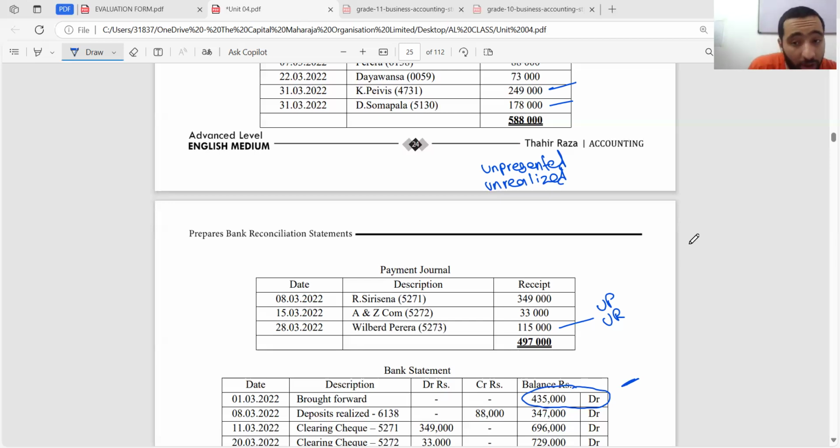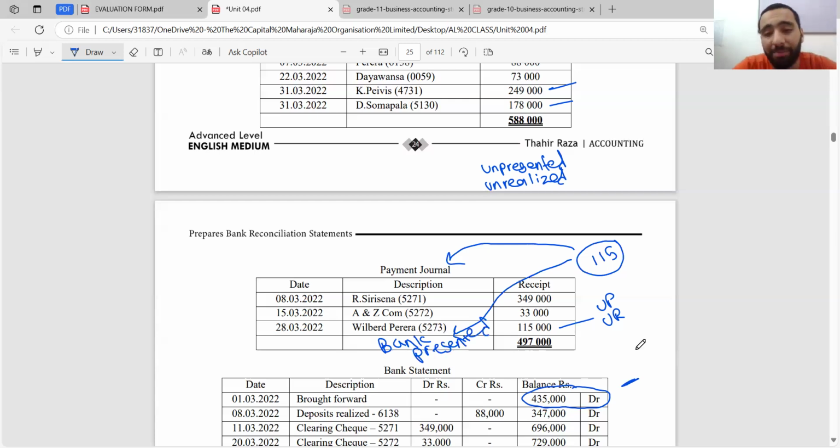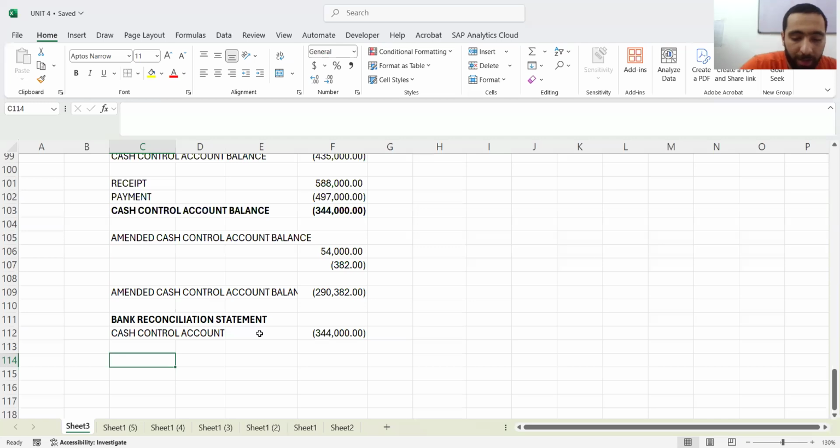Why is this unpresented? That is because you have paid a check. You have given a payment in the form of a check, 115,000. That is why it is there in the payment journal. But this person, Wilbert Pereira, has not given it to the bank. He has not presented it to the bank. Very simple. So this is done. Let's quickly move on to the answer. So, unpresented check.